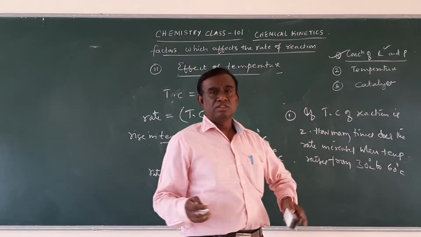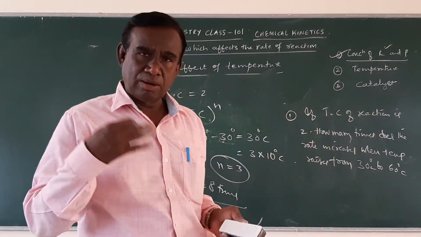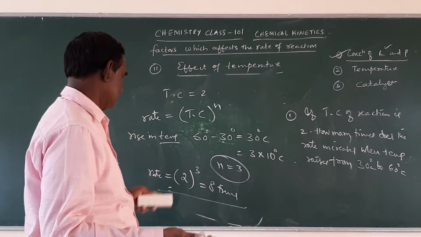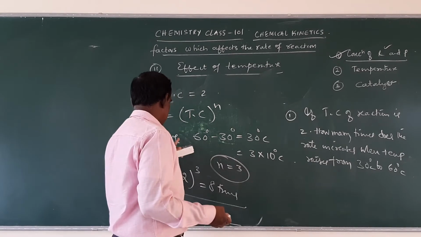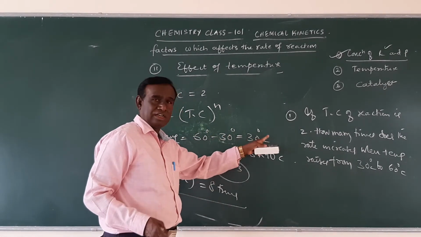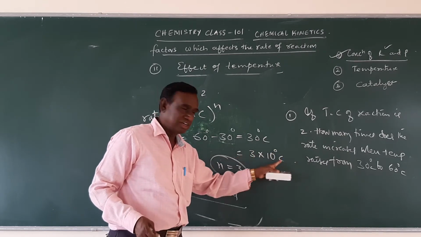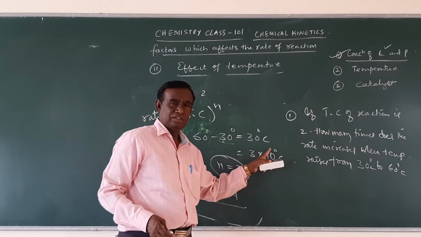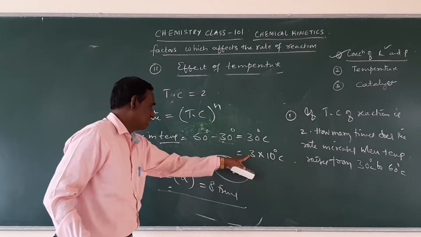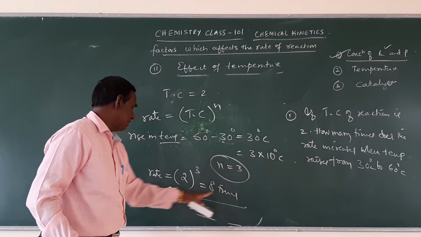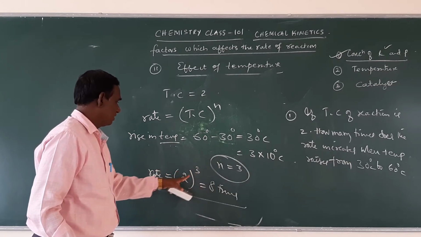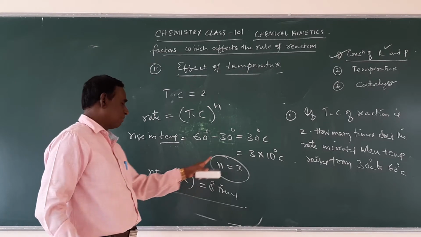So that is how the rate of a chemical reaction becomes doubled, even tripled, for every 10 degree rise in temperature. The increase in temperature is 60 degrees minus 30 degrees, that is 30 degrees, which is nothing but 3 times 10 degrees. For every 10 degree rise in temperature, the rate will be doubled or tripled. So n is equal to 3. Therefore rate is equal to 2 to the power of 3, so it becomes 8 times.